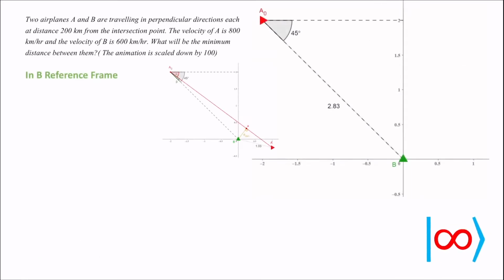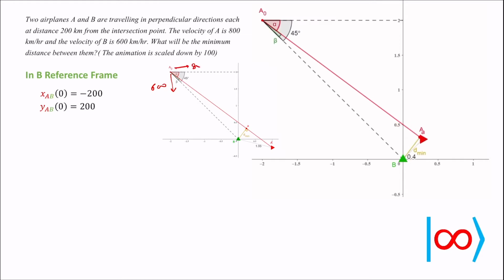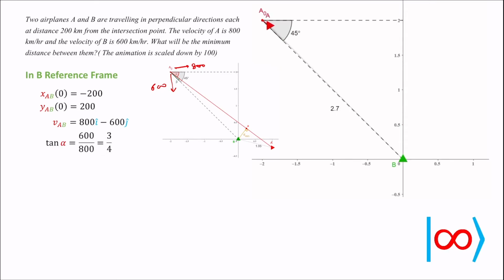The second approach is to consider the situation from plane B's reference frame. The initial position of A is minus 200 km along the x-axis and 200 km along the y-axis. The velocity of A with respect to B has components along both axes and can be written as follows. The tan of the angle alpha that the direction of this velocity makes is 600 by 800.